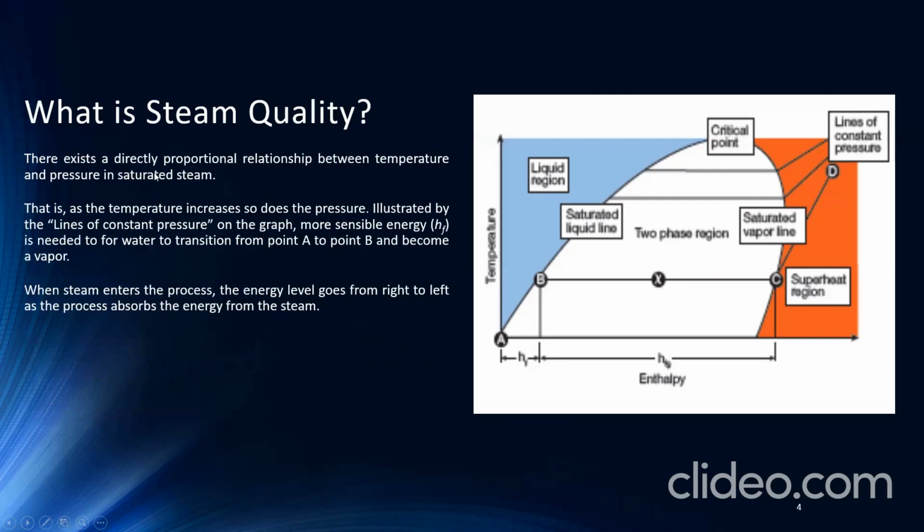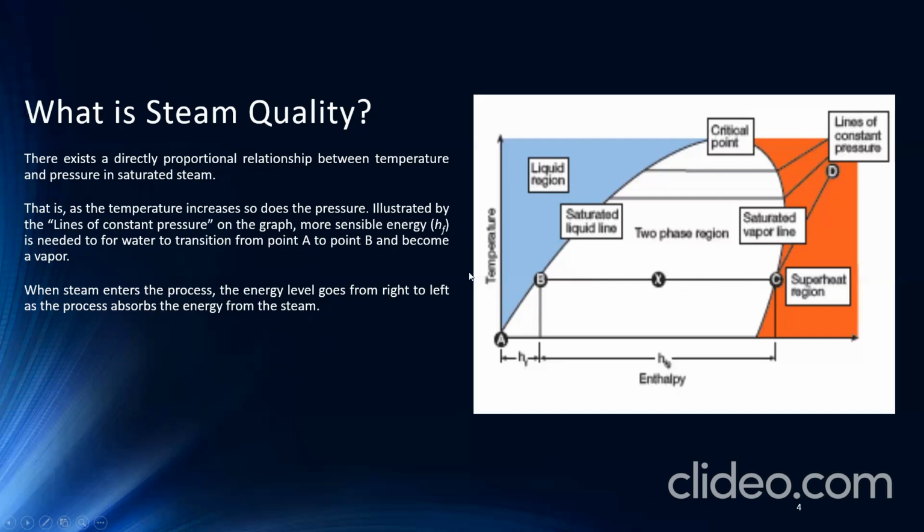Okay? There exists a direct proportional relationship between the temperature and pressure in saturated steam. So at least pag tumaas ang temperature, meron ding katapat na pressure. That is, as the temperature increases, so does the pressure, illustrated by the lines of constant pressure on the graph. Saan ba yun? So this is the line of constant pressure.